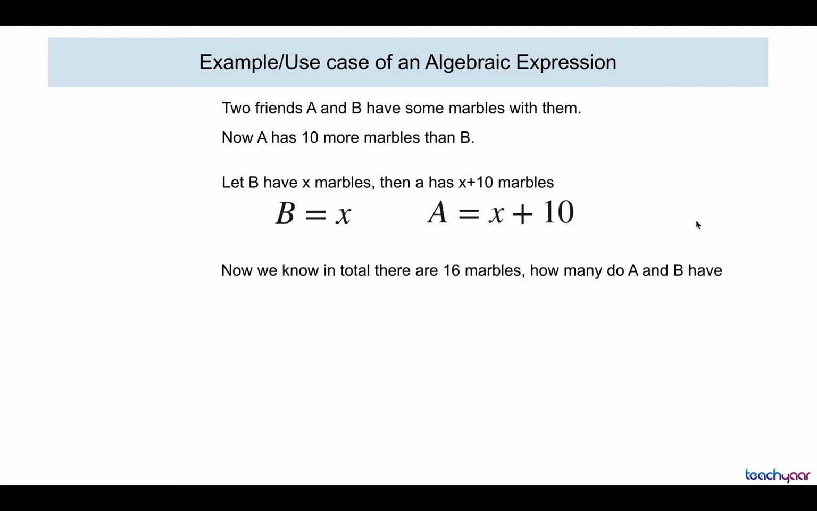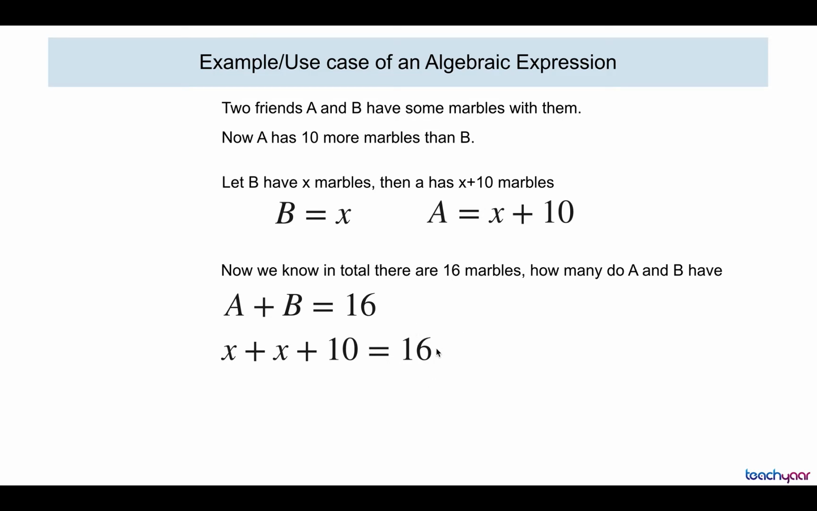Now you can convert this into an equation using the algebraic expressions x and x plus 10. Forget this equal to sign here. We know that the number of marbles A plus B is equal to 16. That means x, the number of marbles B has, plus x plus 10, the number of marbles A has, is equal to 16. That is an equation because you have the variables, the two algebraic expressions containing the variables, an equal to sign, and another constant.